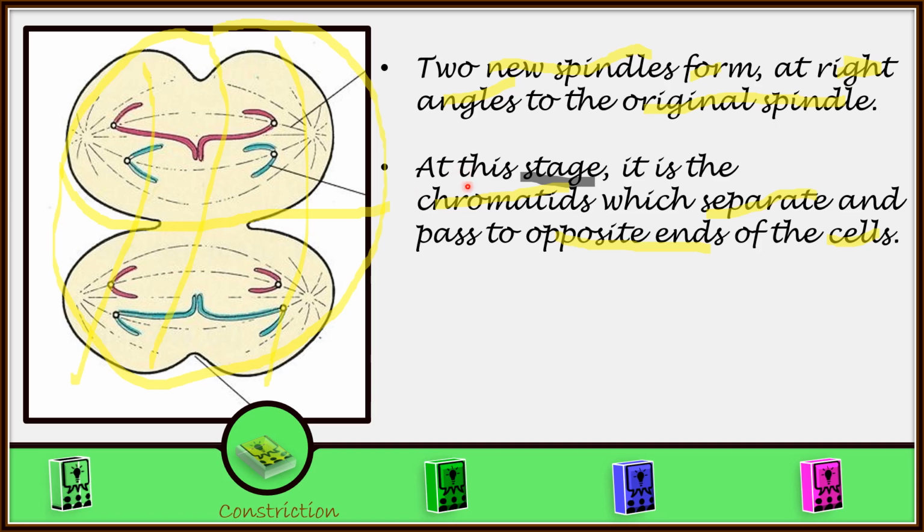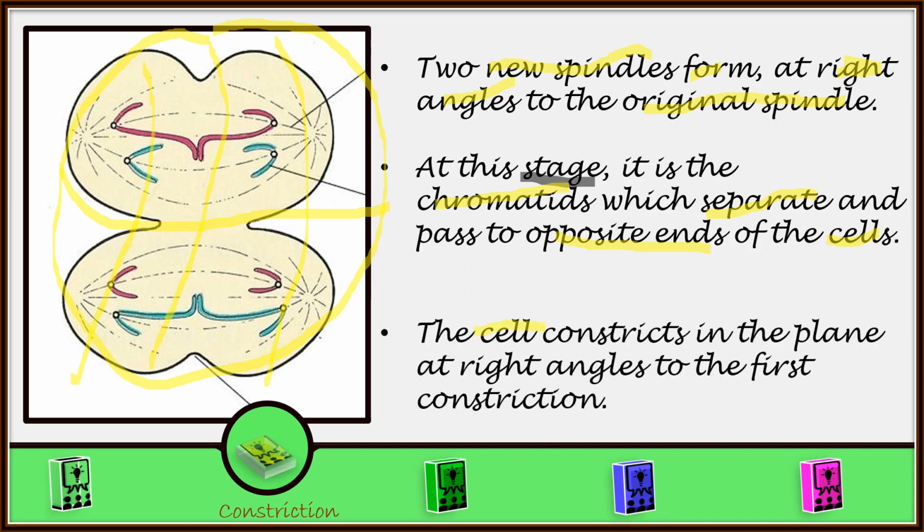So it's what we are saying at this stage. It is the chromatids which separate. The chromatids are the ones separating, and they pass to opposite ends of the cells. So they are moving to opposite ends. This chromatid is going this side, and this chromatid is going this side, and this one is going to the other side of the cell. The same applies to the upper cell. This chromatid is going this side, and this chromatid is going this side, this one is going this side, and this one is going the other side of the cell.